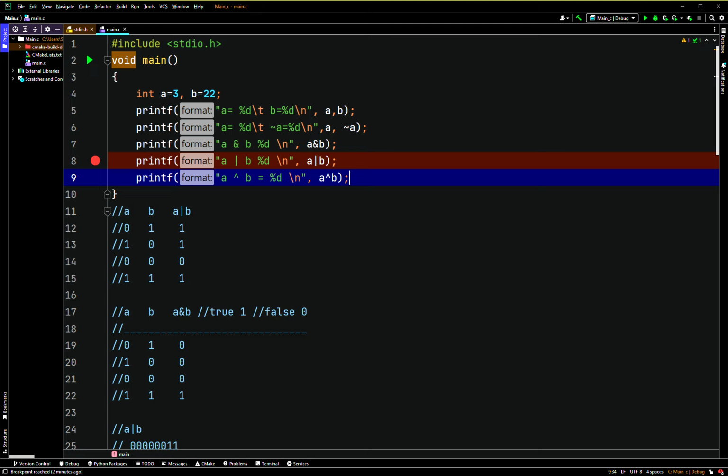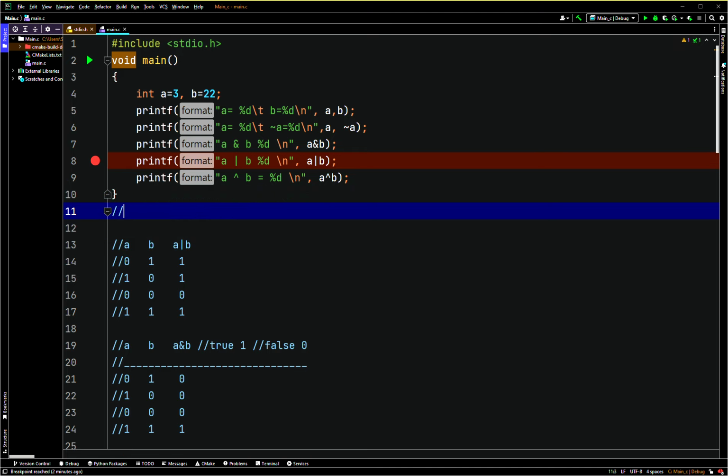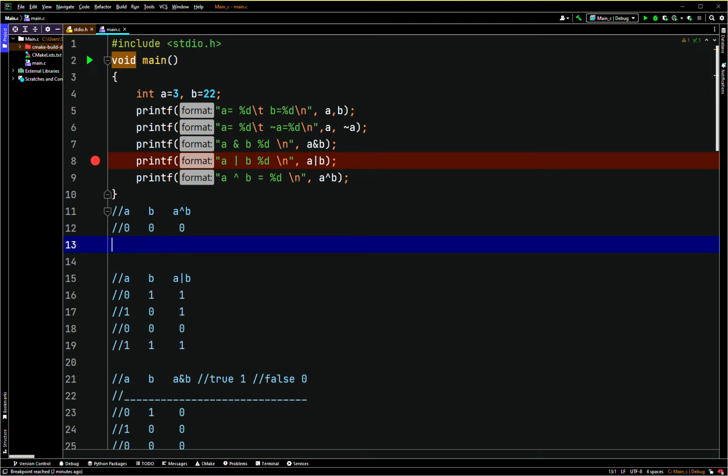So that's kind of confusing, so I'll just write it out here. So we have A, B, and then A XOR B. That's the truth table. So here we have 0, so if A is 0 or false, and B is 0 or false, then A XOR B is going to be 0 or false. So if A is 0 or false, and B is 1 or true, then A XOR B is going to be 1 or true.